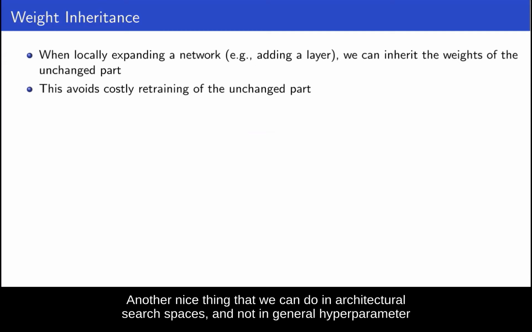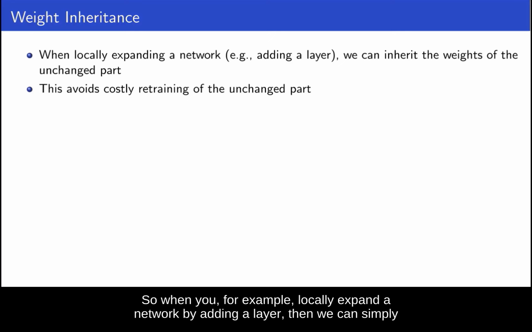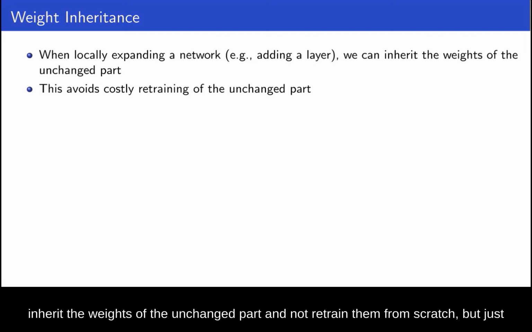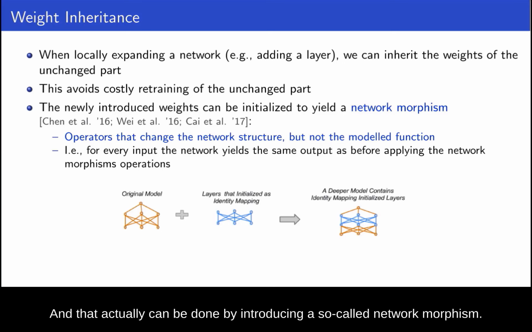Another nice thing that we can do in architectural search spaces, and not in general hyperparameter optimization, is to inherit the weights from one network to another. So when you, for example, locally expand a network by adding a layer, then we can simply inherit the weights of the unchanged part and not retrain them from scratch, but just save that computation. And that actually can be done by introducing a so-called network morphism.